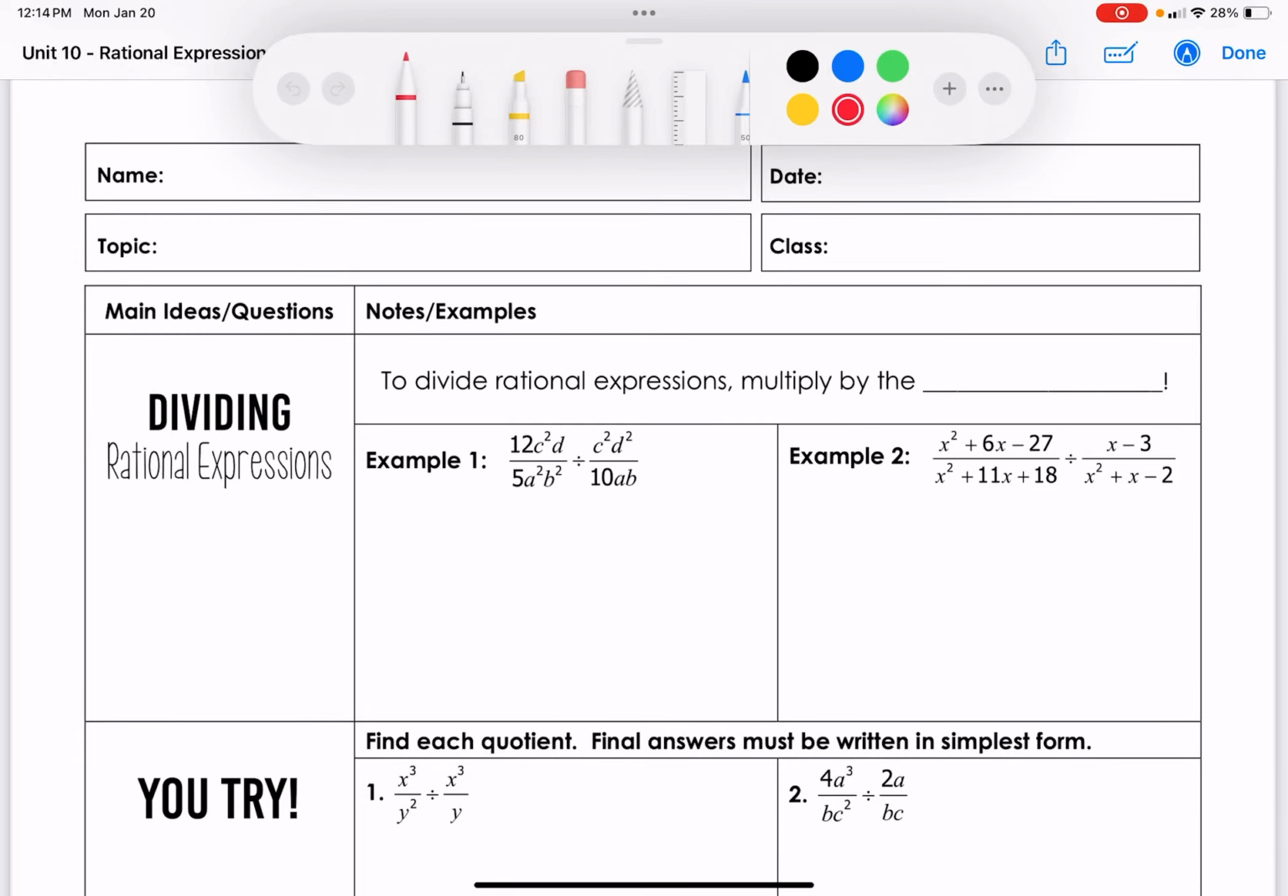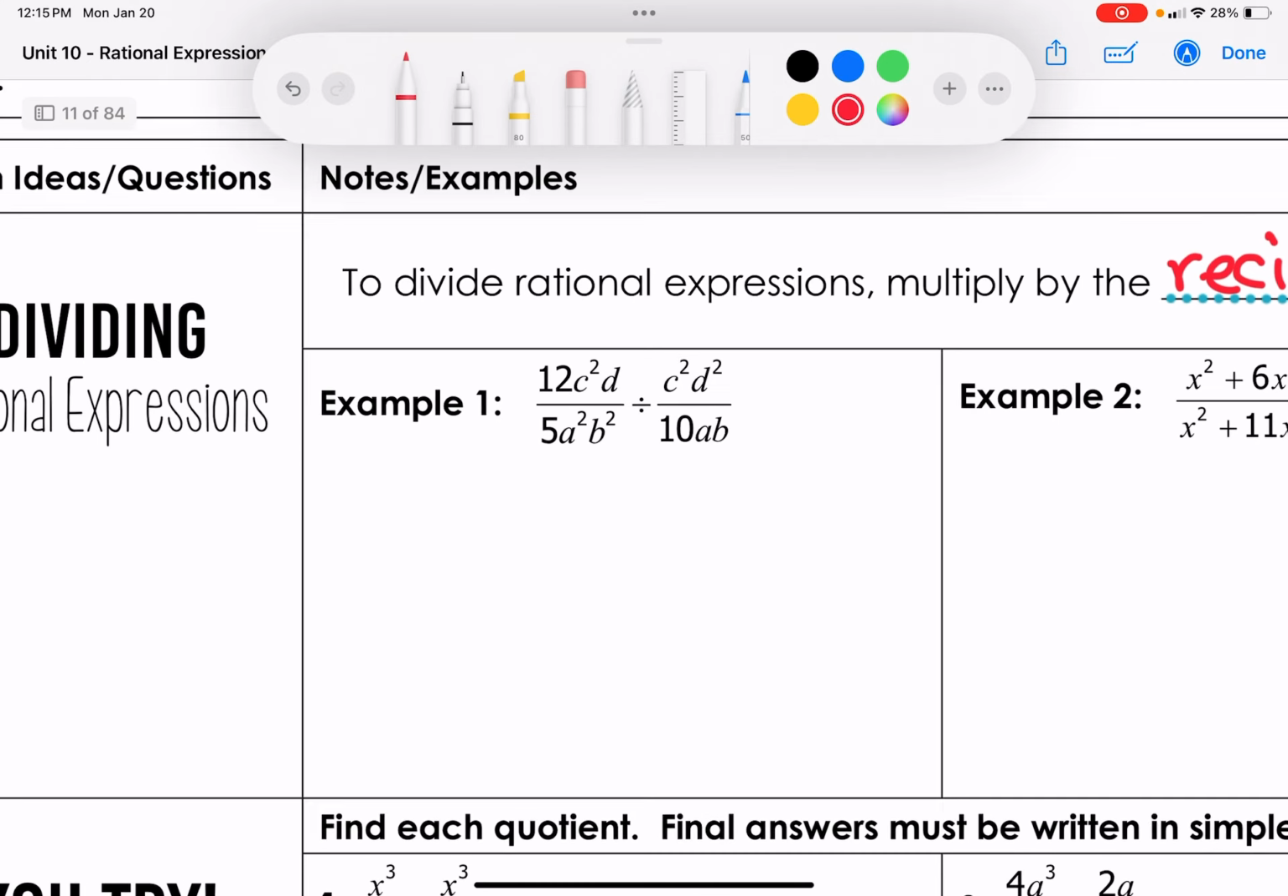All right, so now we're going to divide rational expressions. We multiplied before, but when you're dividing rational expressions, to divide, you multiply by the reciprocal. That just means if you're dividing, you take your next fraction or expression and you flip it, right? So let's look at these examples.